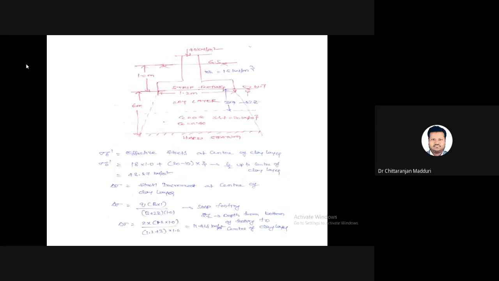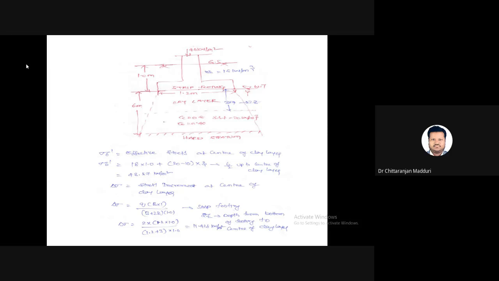So first find out the effective stress at the center of the clay layer considering from the ground surface. From ground surface to bottom of the footing, that means 1 meter depth, there is no water table. So effective stress is equal to gamma into z. Gamma equal to 18, z thickness of soil equal to 1 meter, plus below the bottom of the foundation, the soil is submerged in water. So we need to take the submerged unit weight. So submerged gamma dash equal to gamma sat minus gamma w.